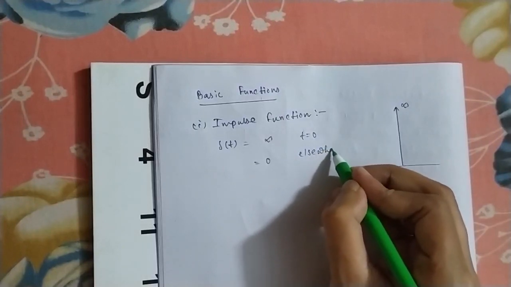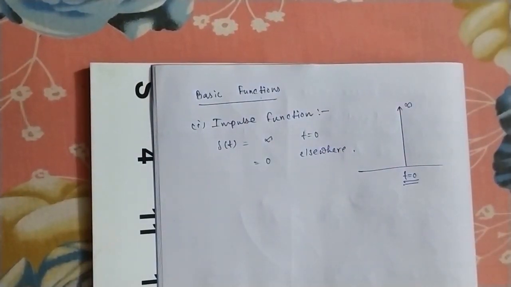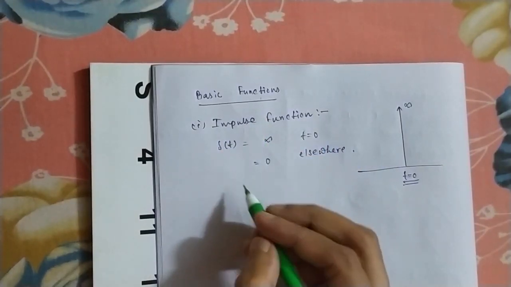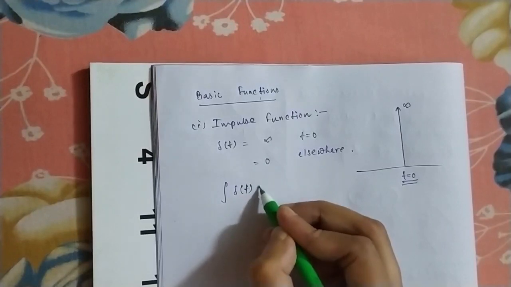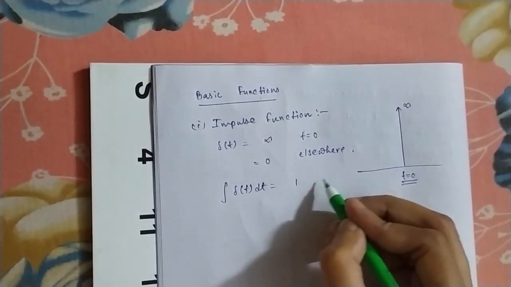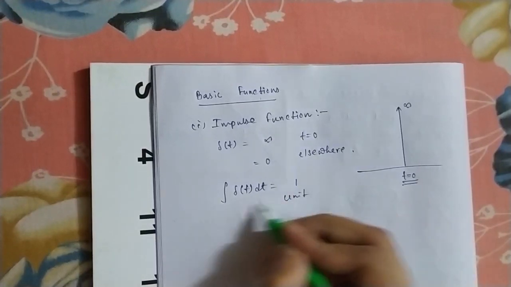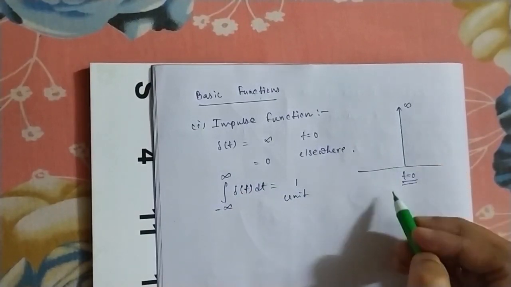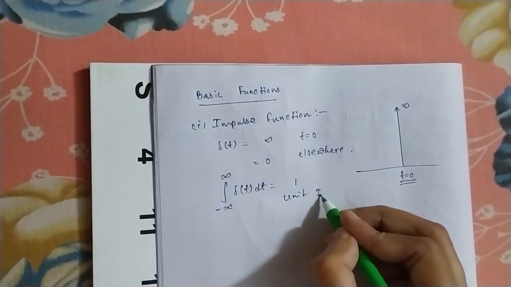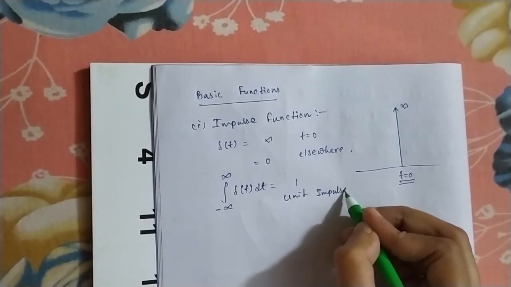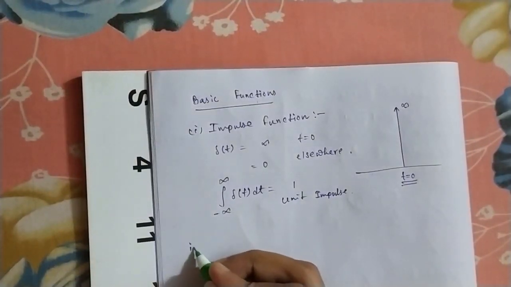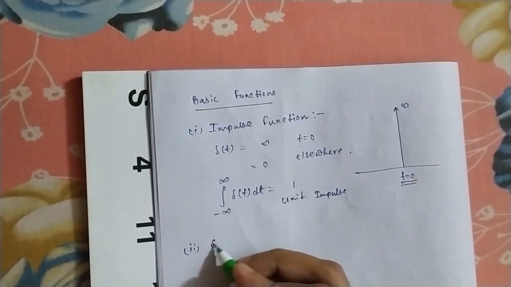Now we can call this impulse function a unit impulse function when the area under the impulse is equal to 1, integrated from minus infinity to plus infinity. That means the overall area under this impulse is 1, and only then can we call it a unit impulse function. Okay, now our second function is the step function.